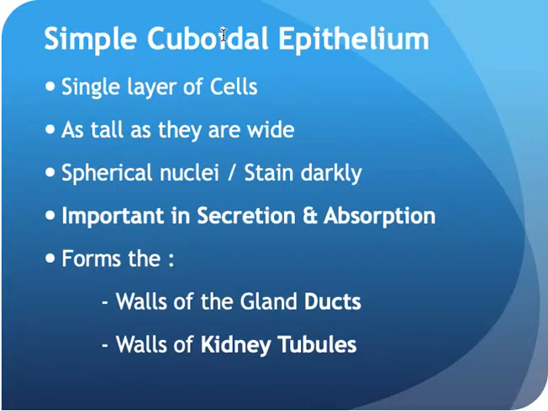Now I go to simple cuboidal, and I want to start thinking when I see the name, okay, single layer, and then it's going to be cuboid, they're going to be square-shaped, they're going to have those nice round nuclei. So single layer of cells as tall as they are wide, important in secretion and absorption because they're still simple. They're going to form the walls of the gland ducts, and they're going to form the walls of the kidney tubules is where they're going to be found, okay?